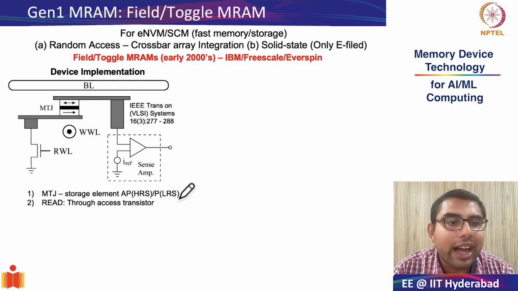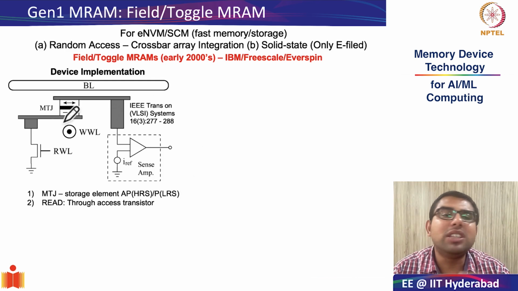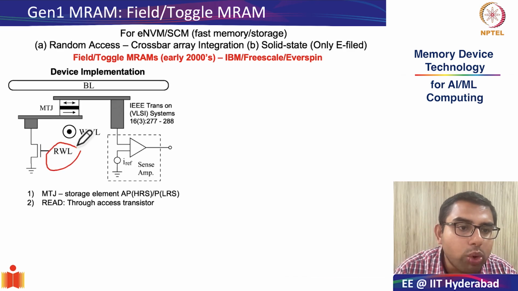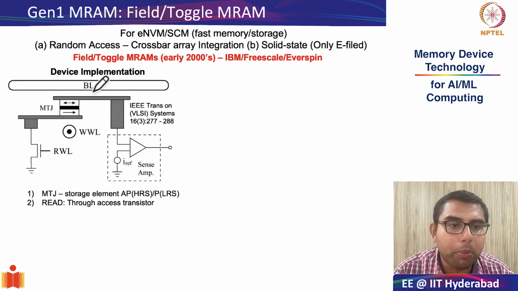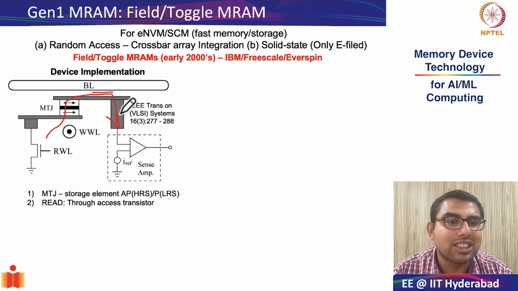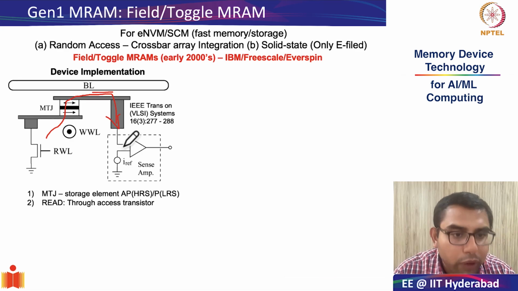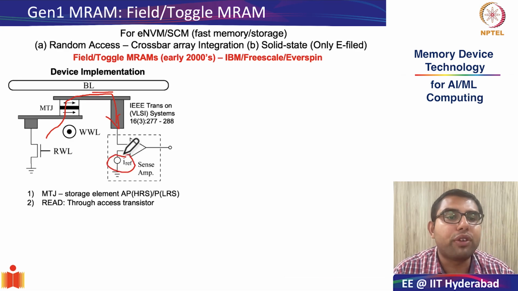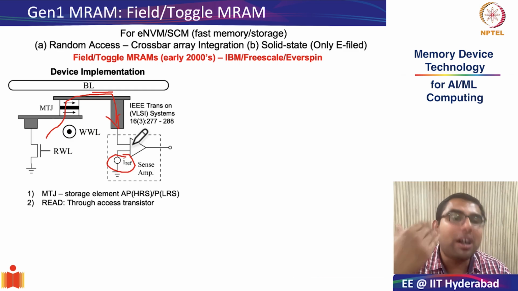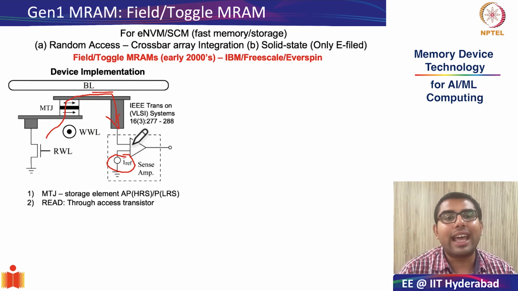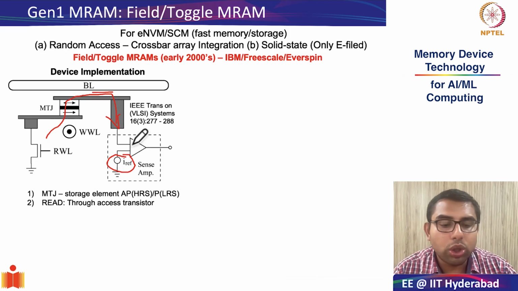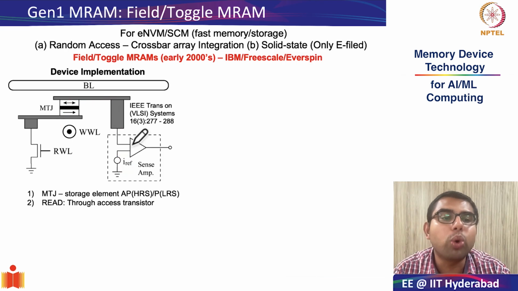So for this kind of a storage element, the read path is the same as what we have been seeing for any 1T 1R configuration. You have your word line. When you enable your word line and you apply an appropriate voltage on the bit line, depending on whether this device is in high or low resistance state, the read current is reflected, which is compared with the reference value. And if the read current is above the reference value, of course it is in LRS, otherwise it is in HRS. So the read configuration is very simple to understand.